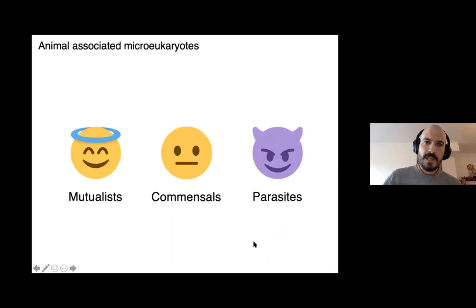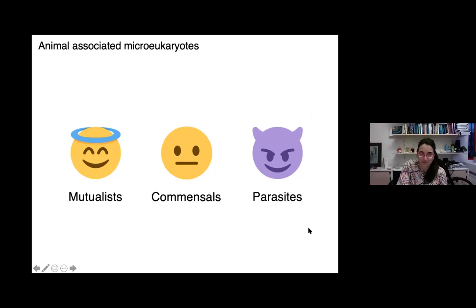Okay, so let's talk about microeukaryotes that are associated to animals. These organisms, as bacteria do, can play three main roles as symbionts of animals. They can be mutualists, commensals, and parasites. Now I'm going to ask a question: do I need to explain these concepts? No. So let's go on.